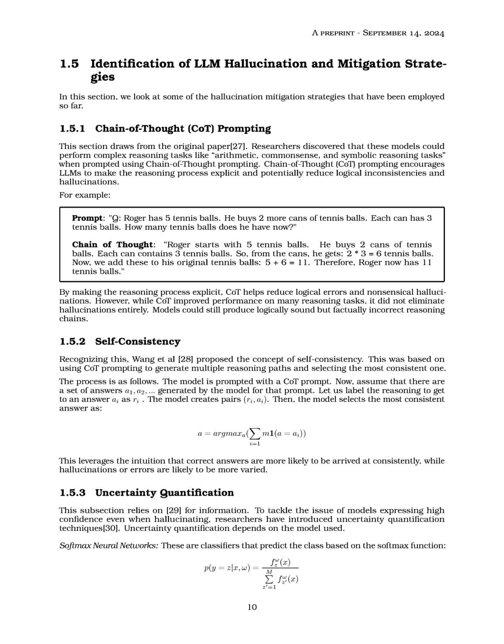Roger starts with 3 tennis balls. He buys 2 more, therefore 3 plus 2 equals 5. This explicit reasoning helps the model avoid logical inconsistencies and reduces the chance of generating incorrect answers. The algorithmic steps involve prompting the model with a COT format, generating multiple reasoning paths, and selecting the most consistent answer from these paths. This method leverages the intuition that correct answers are more likely to be reached consistently, thereby mitigating the risk of hallucinations.